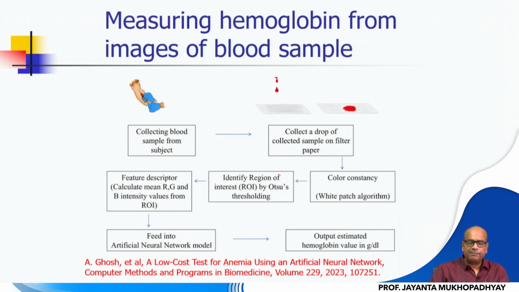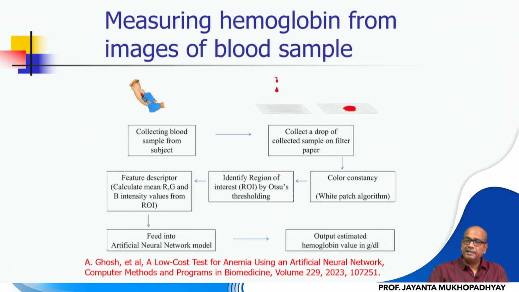And after that, we perform a simple feature computation. We calculate the mean red, green and blue intensity values from this region of interest. That becomes our input feature vector. So, the input feature vector is a 3-dimensional feature vector. And then we design an artificial neural network with a certain number of layers, and there is an output which will estimate the hemoglobin. So, it is a regression problem, because it is quantifying hemoglobin in gram per deciliter.